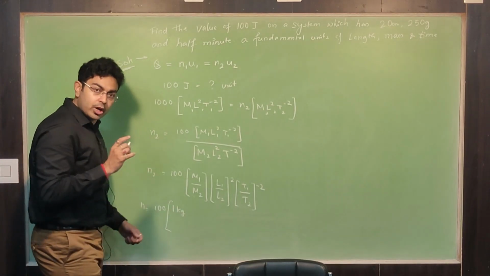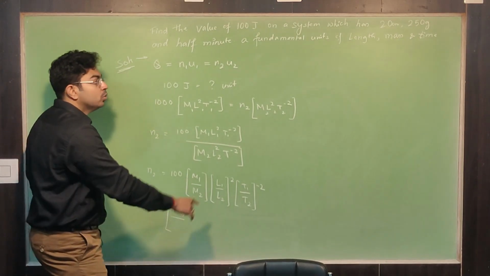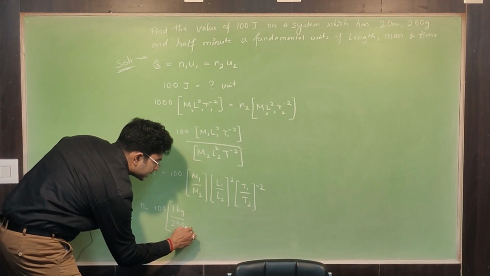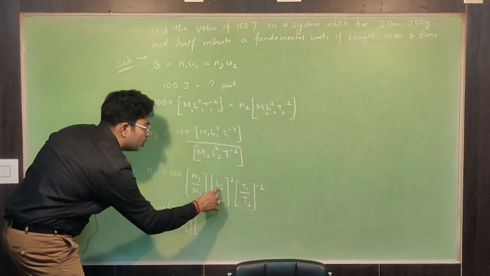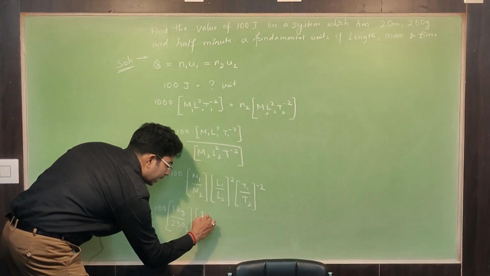Right? This is the smallest standard value of mass, 1 kg. But what will be M2? Just see, that is 250 gram. They have specified 250 gram. What is L1 in SI unit? That is 1 meter.